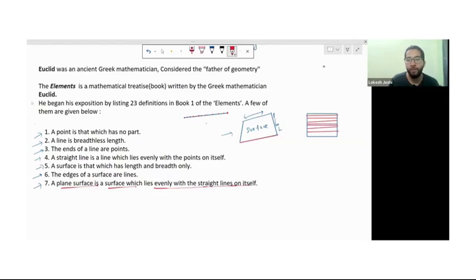Now, I have a question for you. We have understood all the 7 points, but you have to consider honestly: are these points enough to even define what a point actually is?